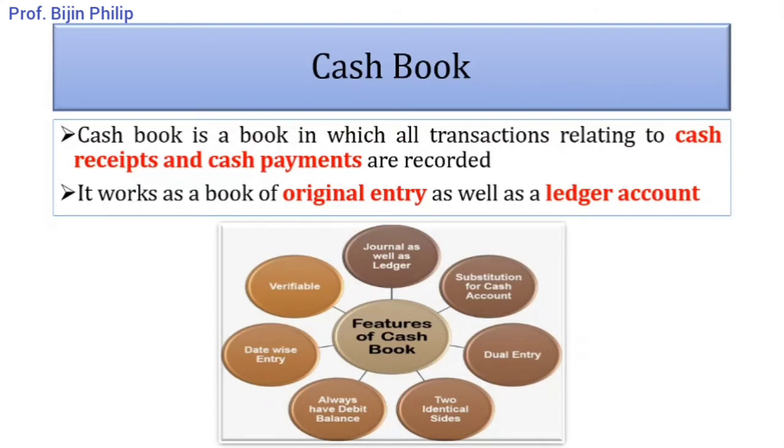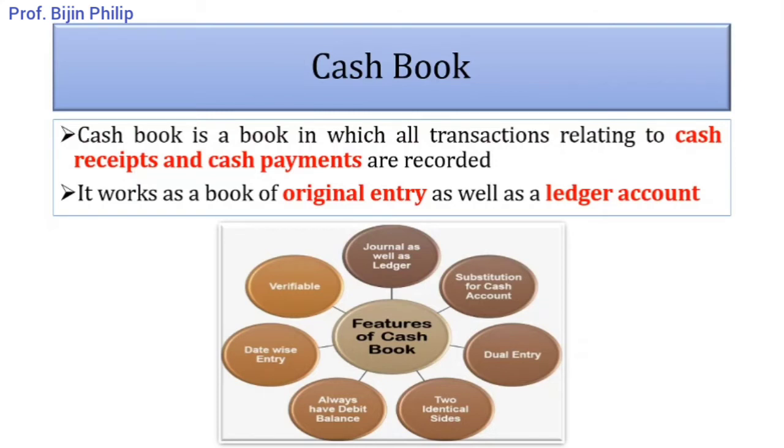Another feature is dual entry and two identical sides. Similar to other books of accounts, a cash book also has a debit side that shows all the increases in cash, along with a credit side that records all the decreases in cash. So like all other accounts, cash book also has two identical sides.